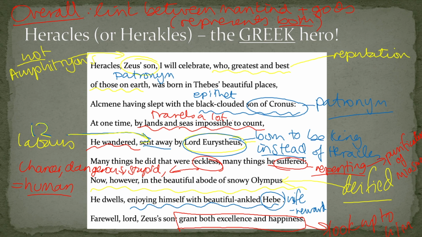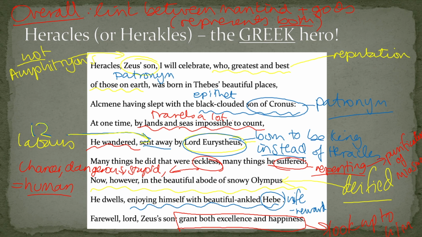Then we have apparently an actual colon that tells us that the story is now going to continue in a slightly different vein. Now we're talking about Heracles. At one time, by lands and seas impossible to count, he travels a lot, he wandered, and he is sent away by Lord Eurystheus. Basically, this is him being sent off to do the 12 labours. There were originally 10 and they turned into 12, and they are all around the area of known world that there was at that time. And Lord Eurystheus, that's the tiny early child of Nicippe, who was born to be king instead of Heracles. Remember when Hera tricked Zeus?